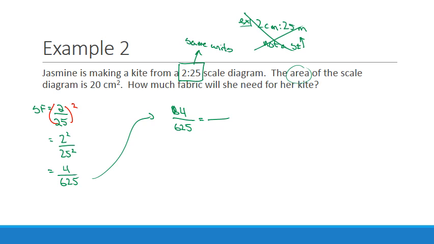So the diagram would obviously be the smaller one. The kite would be the larger thing. So there's our 20, which would go on the top. And then again, x is on the bottom. That's two examples in a row where x is on the bottom. It's not always on the bottom. It can be in top or bottom.